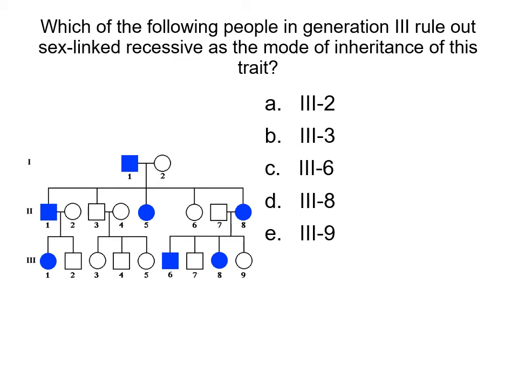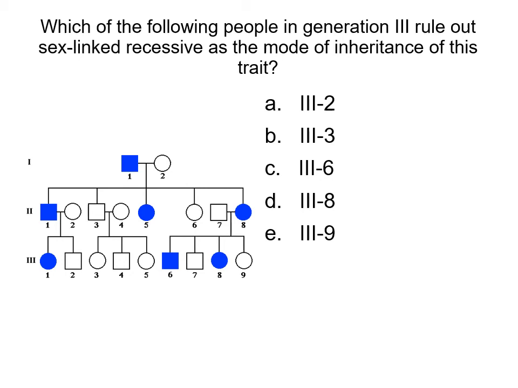Okay, so here's a simpler way of looking at pedigrees, where you don't have to infer the mode of inheritance, but rather look at specific individuals to see what they may rule out. This is a way of extracting a little bit of information without making you look at the entire pedigree. So the question is, which of the following people in generation 3 rule out sex-linked recessive as a mode of inheritance of the trait?